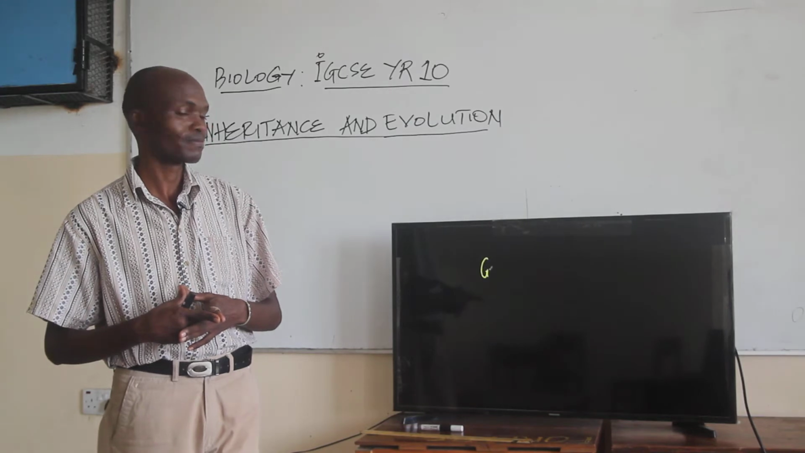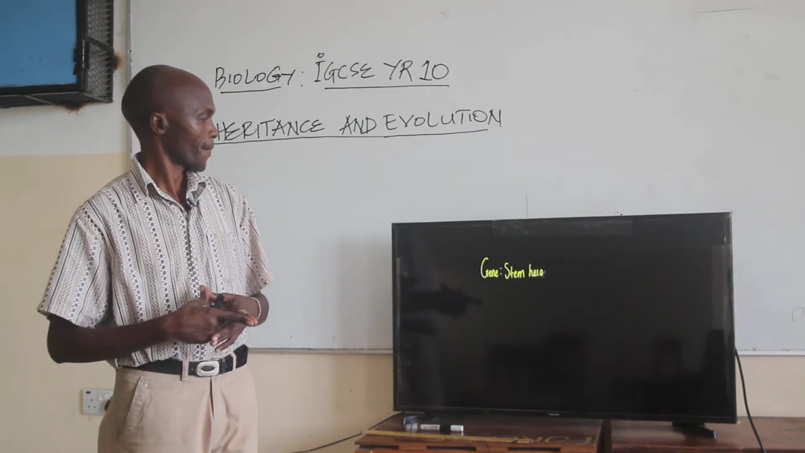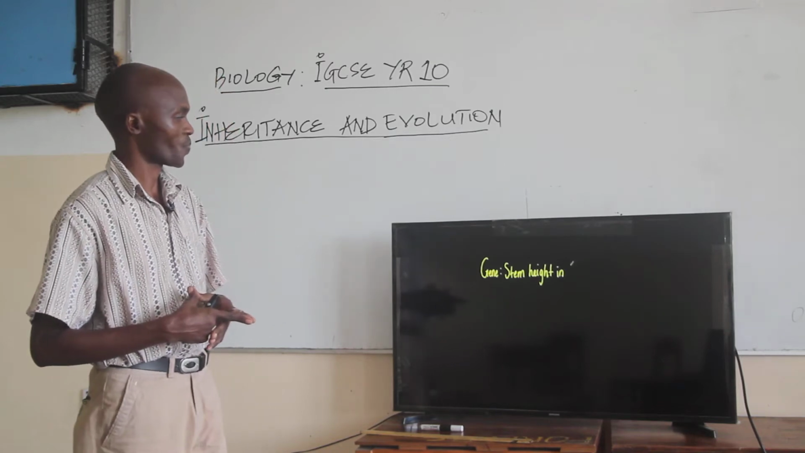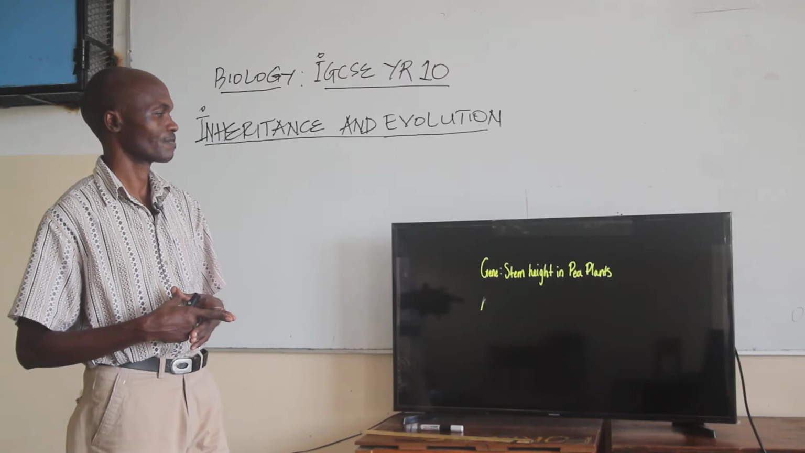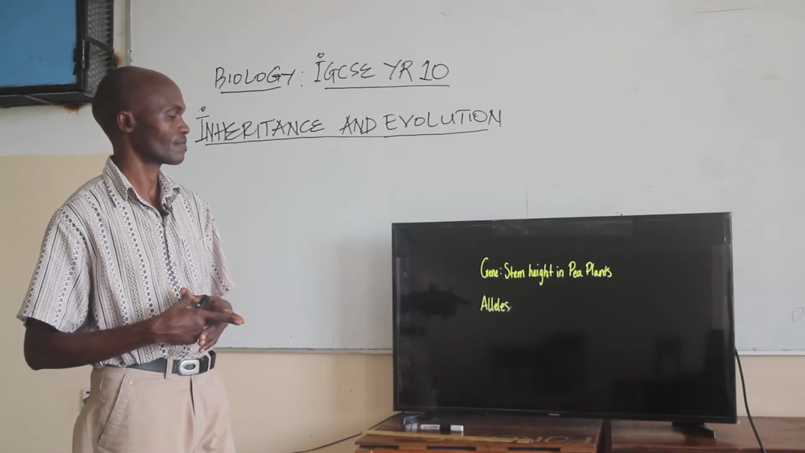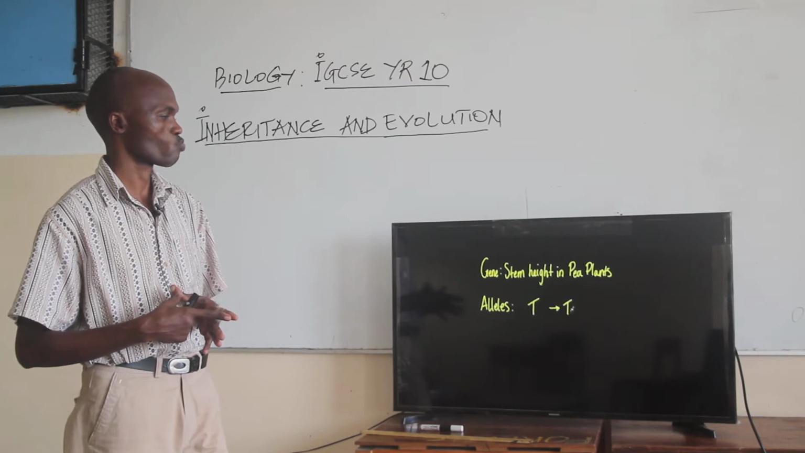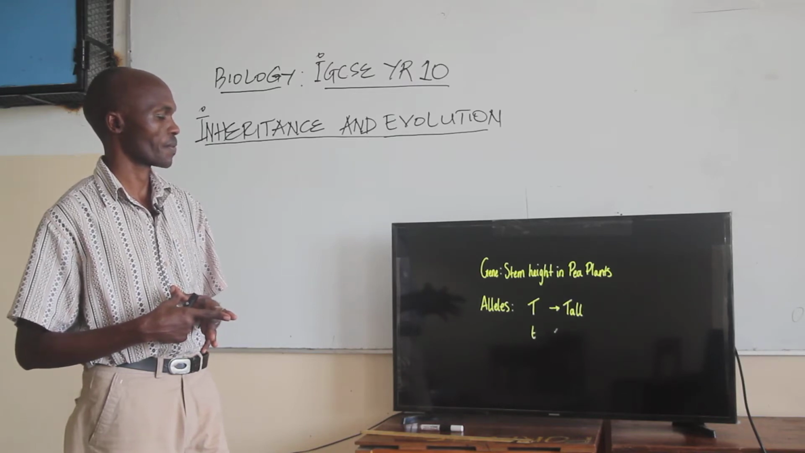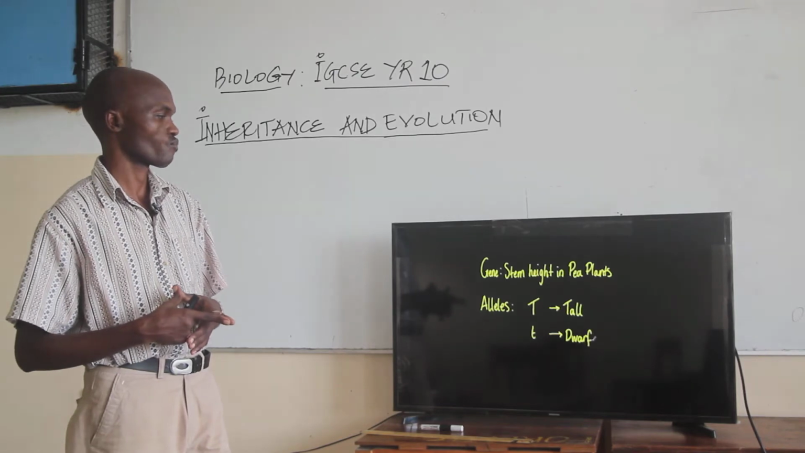A monohybrid cross is one which involves only one trait. For this example, we'll look at stem height in pea plants. And let's say that you were told that tall pea plants were dominant to dwarf pea plants. Typically, you'll represent the tall allele, therefore the dominant one, with an uppercase letter such as the uppercase T, and the dwarf with a lowercase letter because it's recessive, so we'll use a lowercase t.